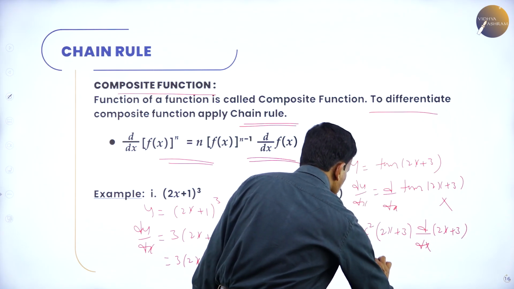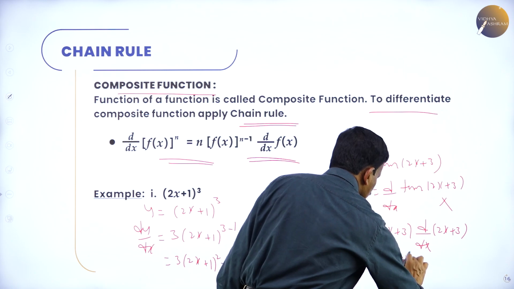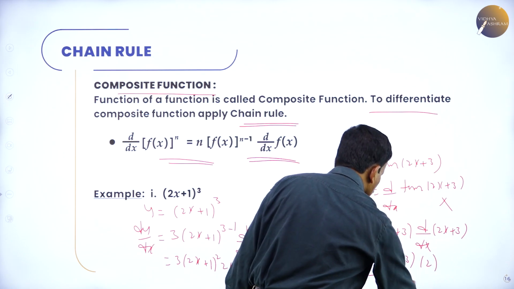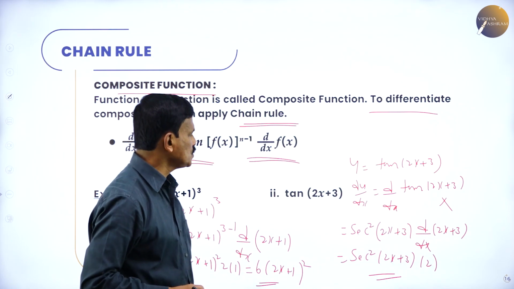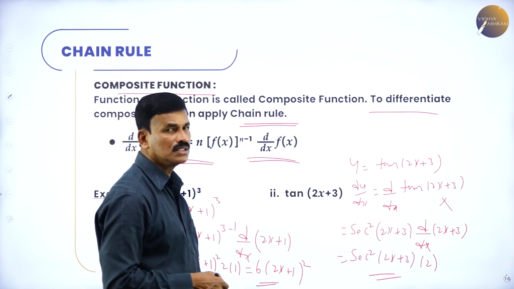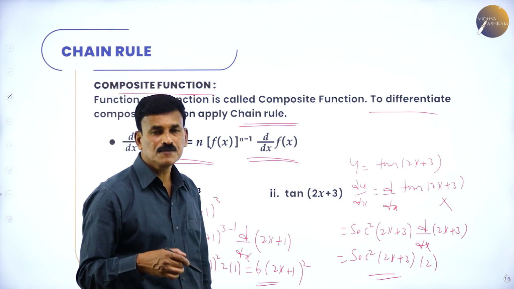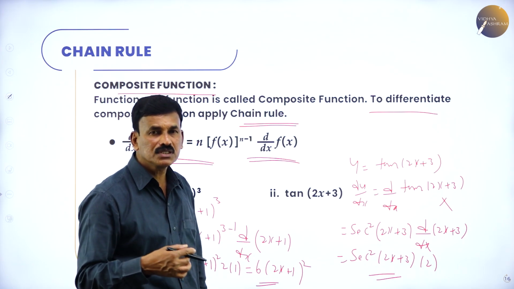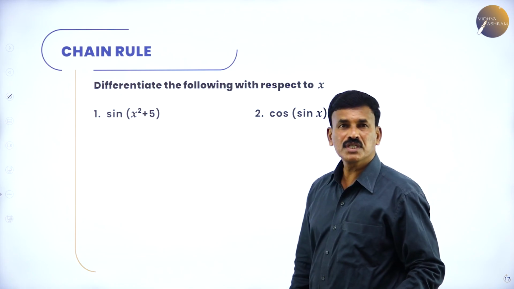So, sec square 2x + 3 into differentiation of 2x + 3, which is 2 plus the constant 0. So 2 sec square (2x + 3) is the derivative for this function. This is how we differentiate a function of a function, a composite function, by the chain rule. Move on to the next problem.